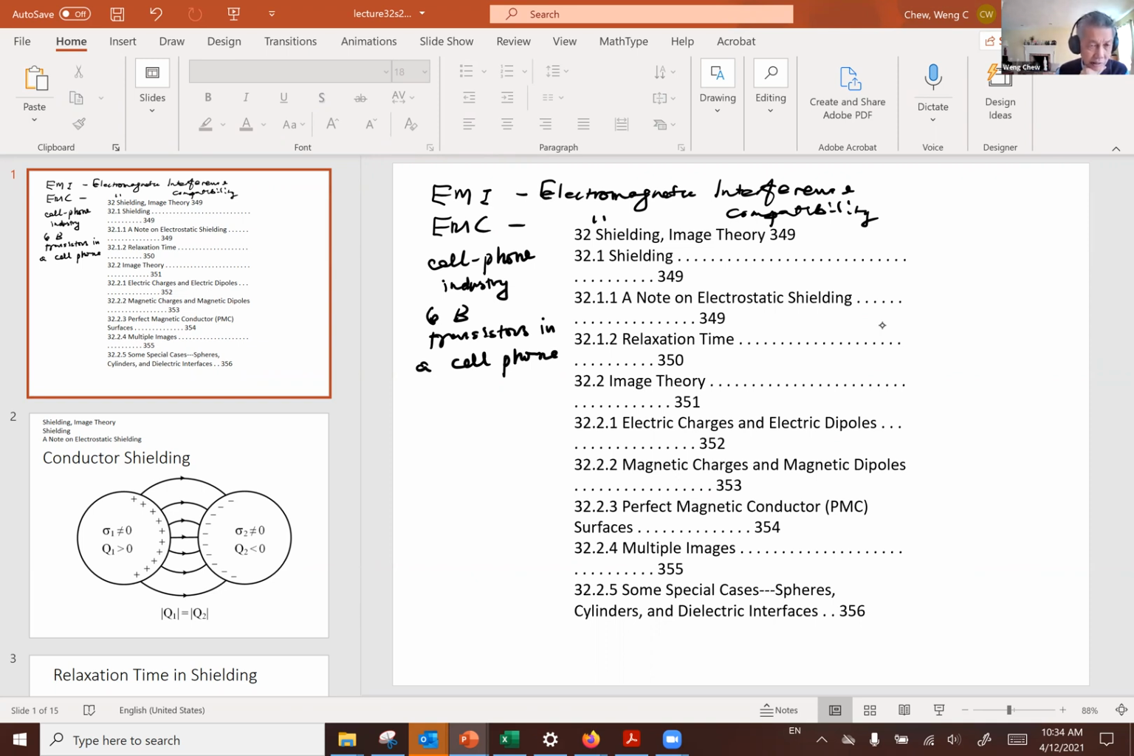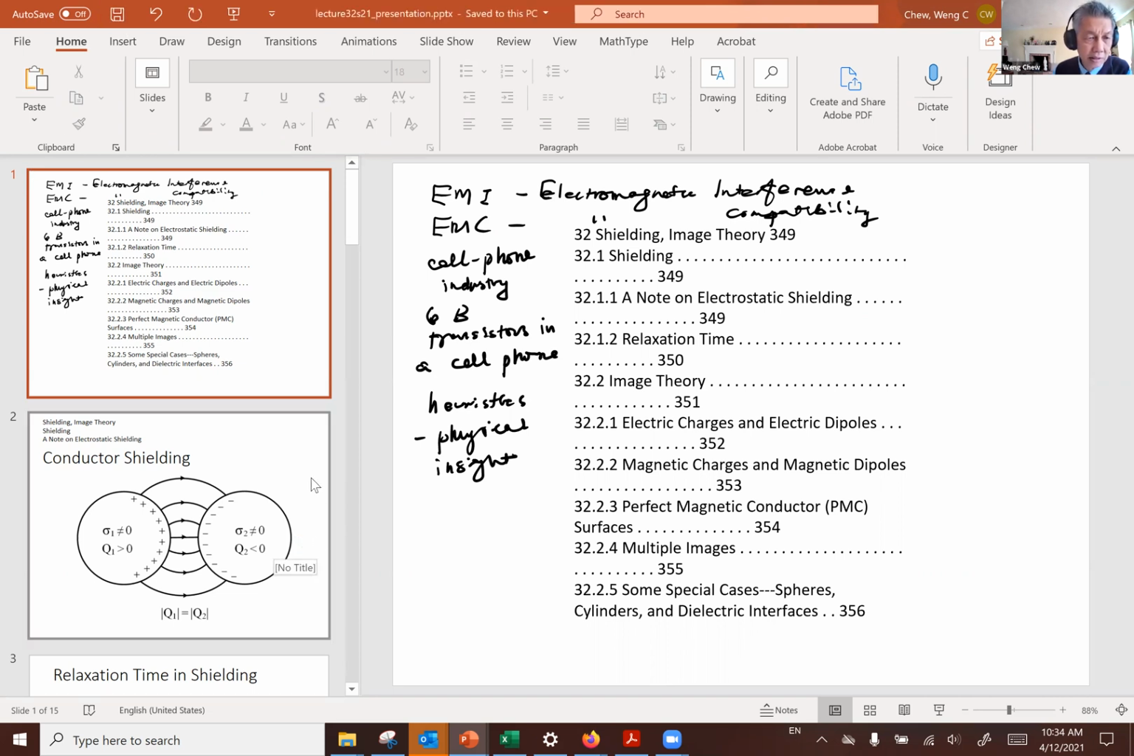And this field is very much driven by heuristics. Okay, so it's really difficult to do mathematical analysis, but we use heuristics and physical insight to drive this field, okay? Let's see how we can understand this field heuristically.